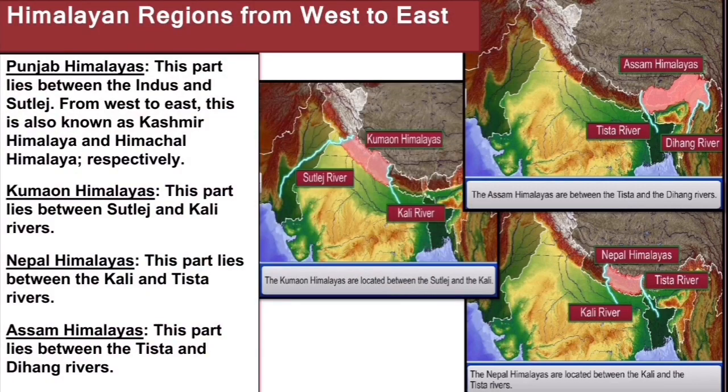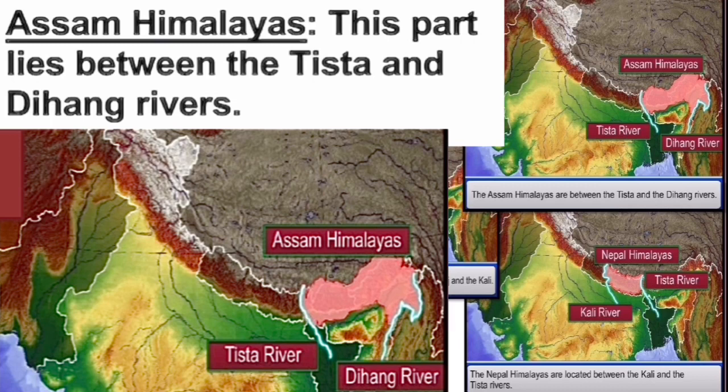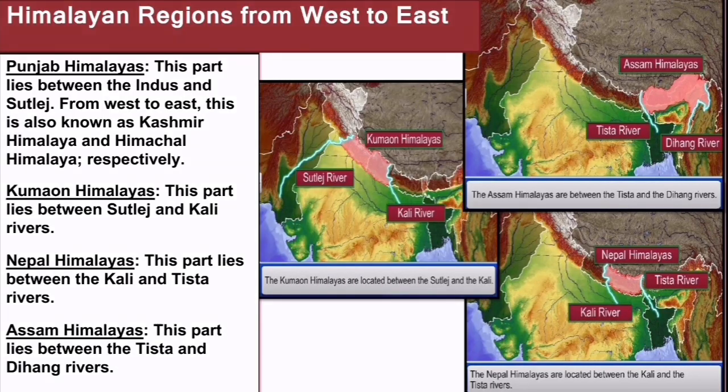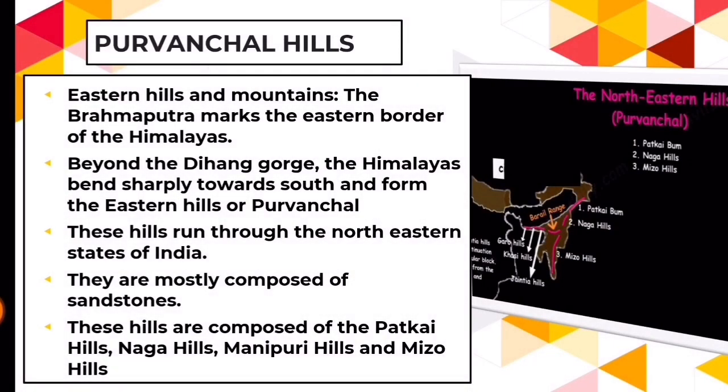The fourth is the Assam Himalayas. These Himalayan ranges lie between the river Tista and Dihang, which is in Arunachal. It's a part of Brahmaputra river. So you can see in the given picture the Himalayan ranges termed as Assam Himalayas. Just an extension of these Himalayan ranges is the Purvanchal hills.